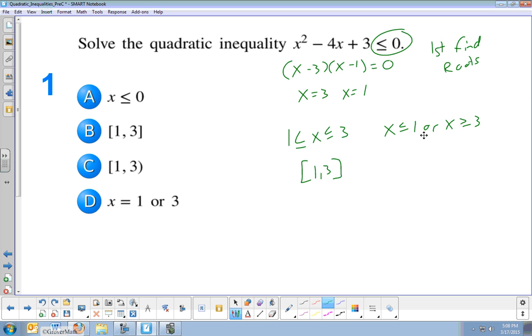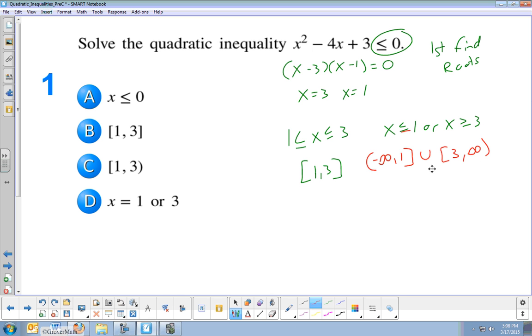Now, we haven't used set notation yet with or, so let me take a second and explain this. First of all, x less than or equal to 1 would look like negative infinity to 1. Infinity always gets a parenthesis, but in this case, 1 would get a bracket because it's equal to. The or symbol in set notation is a U. And then you would have the next set, x greater than or equal to 3, which is a bracket for 3, 3 to infinity, and again, infinity would have a parenthesis.